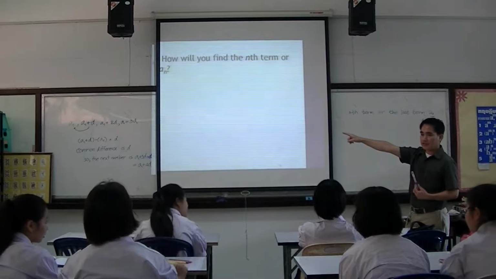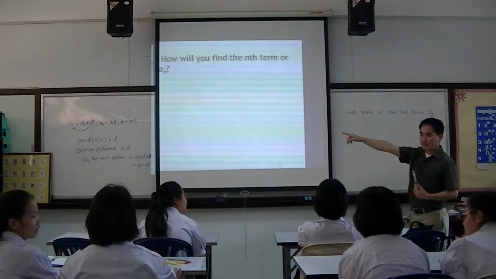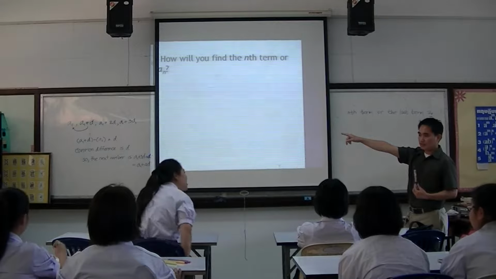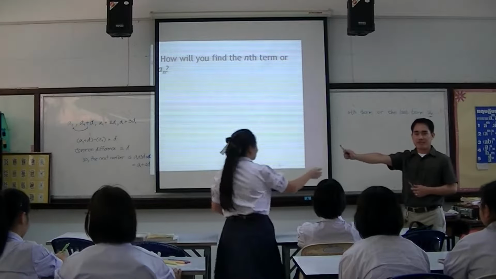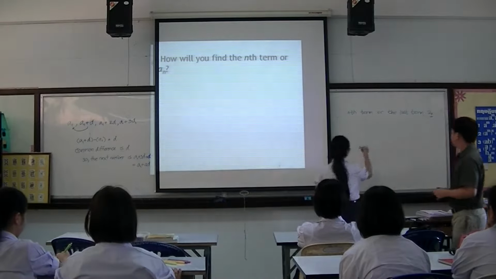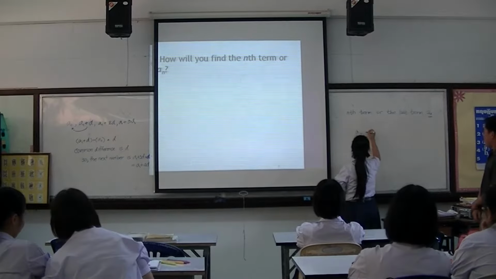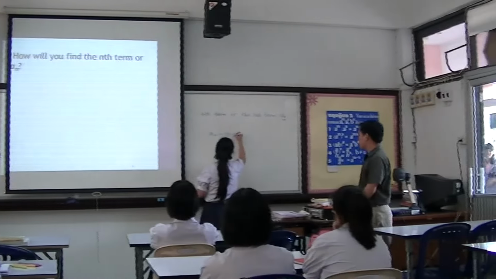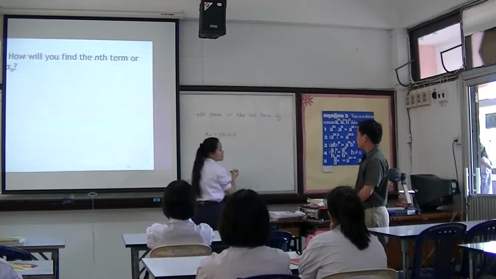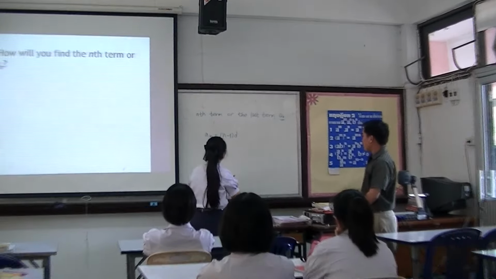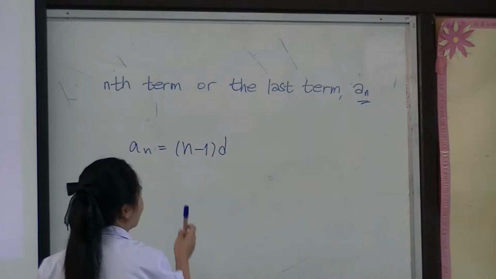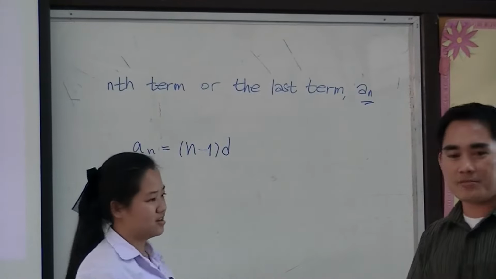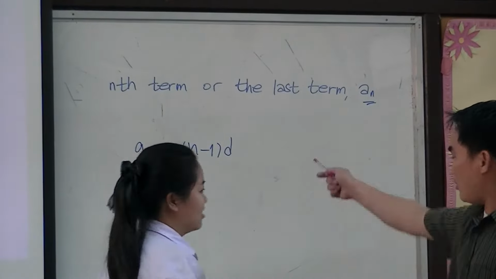What is the first term there? Okay, John, thank you. You want to get A sub n. A sub n is equal to A sub 1 plus n minus 1 times d. How did you get that?